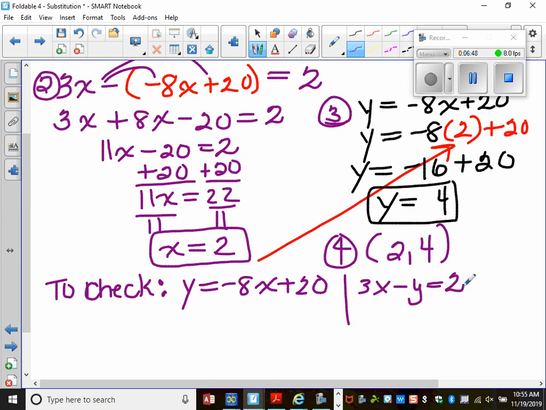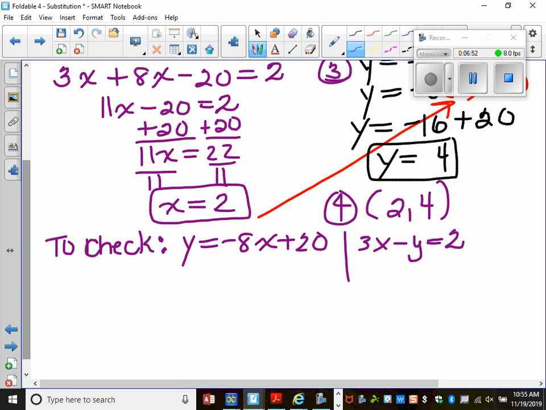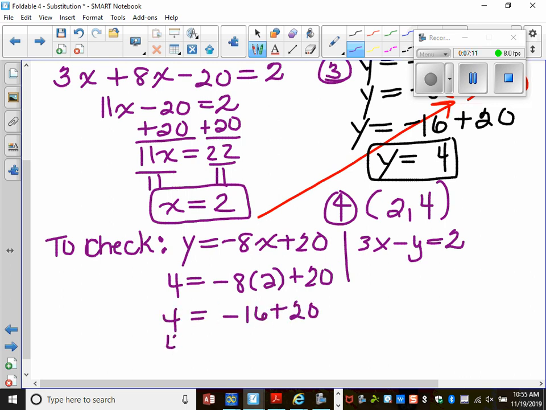All right, so to check my work, what I would do is replace my answers that I got for x and y into the problem. So my y value was 4, so where I see y, I'm going to put 4. My x value was 2. Okay, so this is negative 16 plus 20. So it checks out to equal 4.